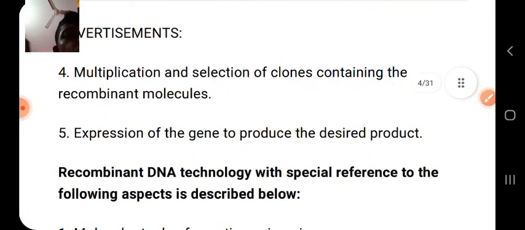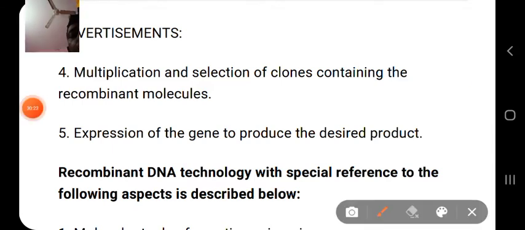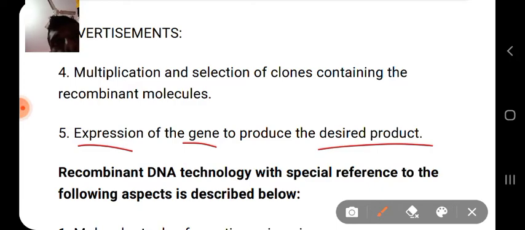And last, expression of the gene to produce our desirable product. If our main aim is to express that gene, we have to make certain modifications in the plasmid, in that vector where we have inserted the gene. We have to place the termination sequence, and a region where the RNA polymerase will bind and carry out the transcription process. That forms the RNA, which will be used for translation to create the protein, and we get our desirable product within the host cell. Finally, the desirable product will be obtained by downstream processing techniques.